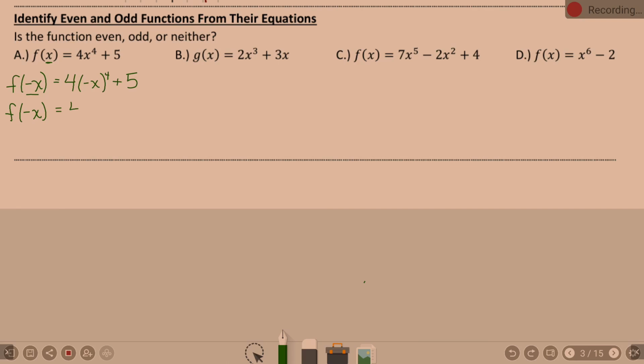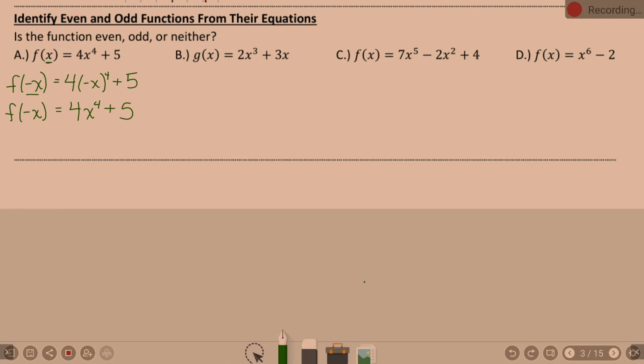4 is 4. What do you get when you raise a negative x to the 4th power? Or a key thing, what do you get when you take a negative and raise it to the 4th power? Negative times negative times negative times negative. What do we know about 4 negatives? They multiply to be a positive, yes? So negative x to the fourth, when I multiply four negatives, I'm going to get positive x to the fourth plus 5.